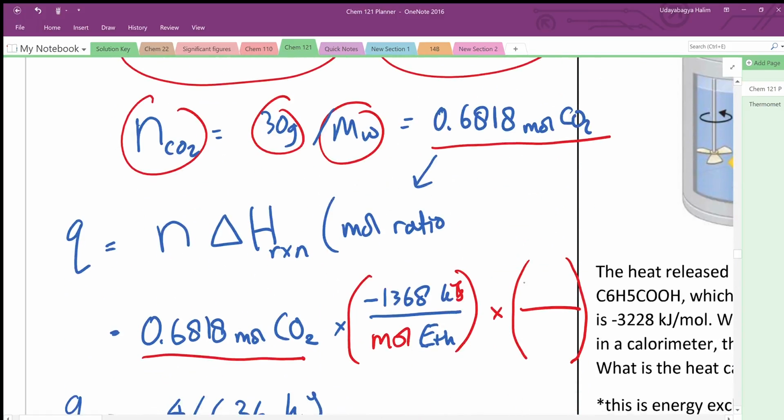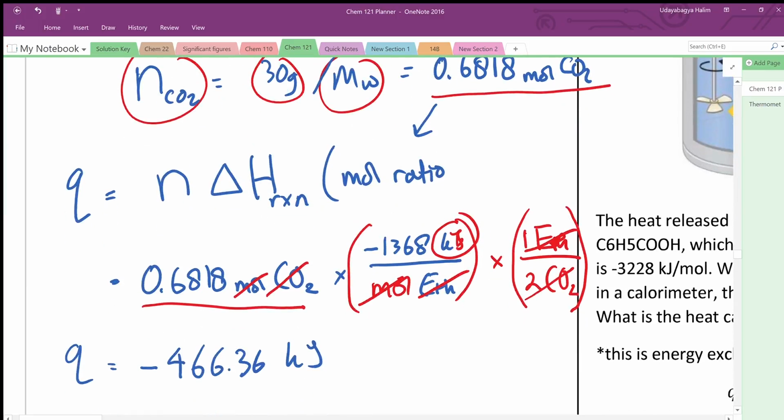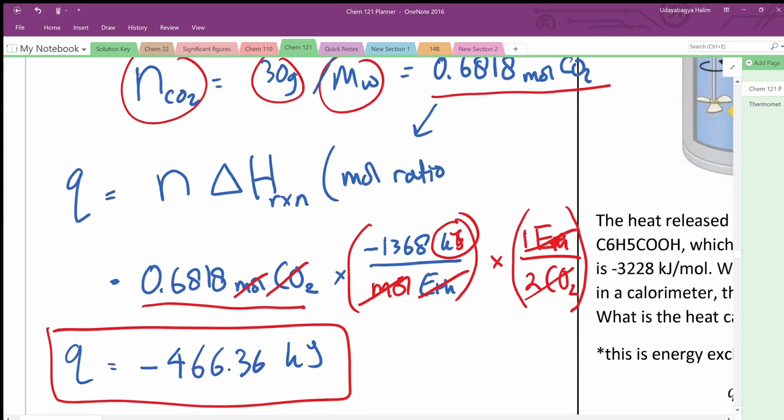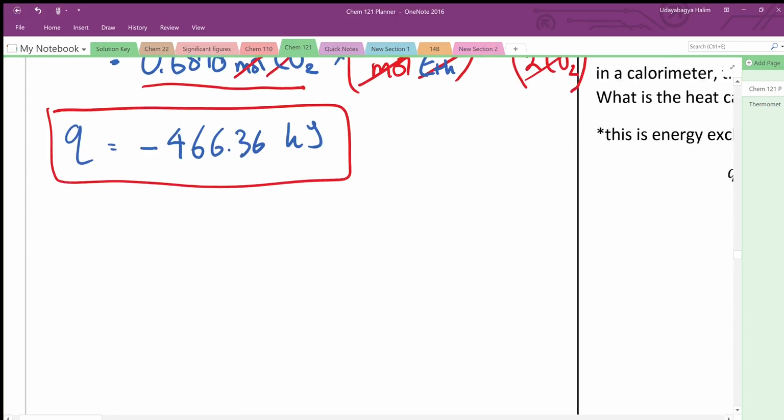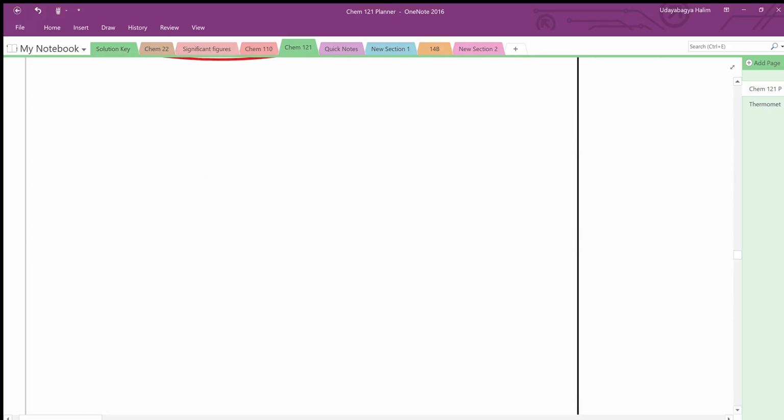So I'm going to multiply it by 1 mole of ethanol for every 2 moles of CO2. So it's the same thing. You start with moles of CO2, you're going to divide it by the moles of CO2. So this cancels out, the mole cancels out, ethanol cancels out, and what we're left with is just a unit of kilojoules. And just multiply everything together. This comes out as negative 466.36 kilojoules.